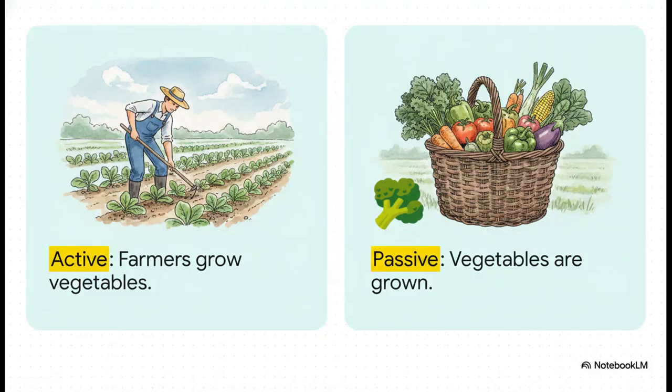Now, what's really interesting here is the plural shift. Watch what happens with a plural example. Active, farmers grow organic vegetables in this field. When we flip this, our object, organic vegetables, moves to the front. But notice the auxiliary verb.